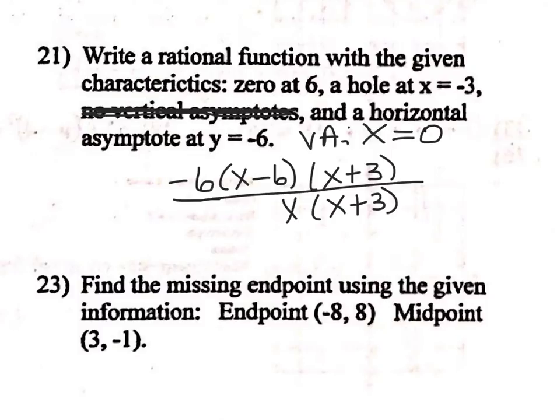So let's just double check everything. We have a zero at 6. We have a hole at x equals negative 3. We have a horizontal asymptote at y equals negative 6. And we have our vertical asymptote at x equals 0. And that's it. That would be our equation.